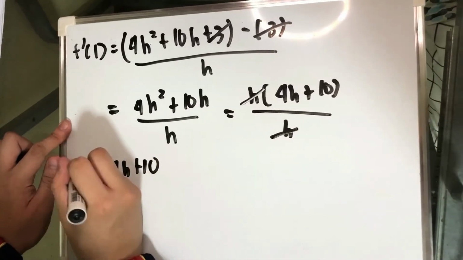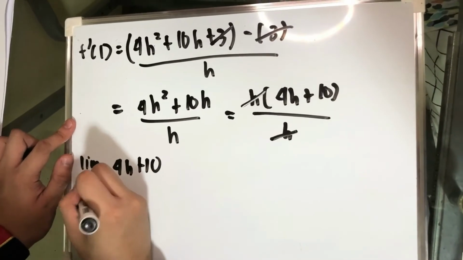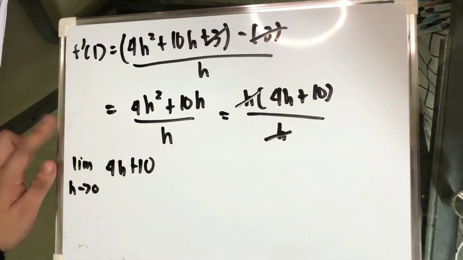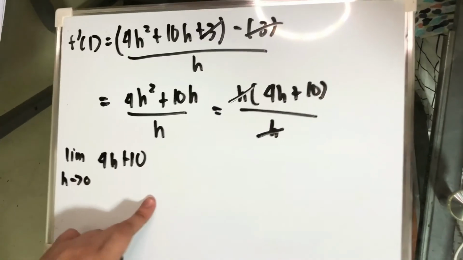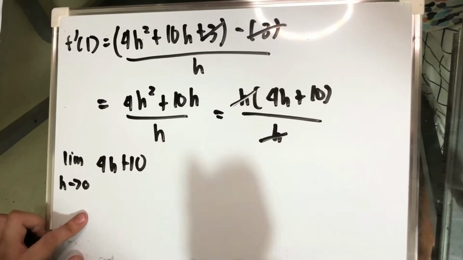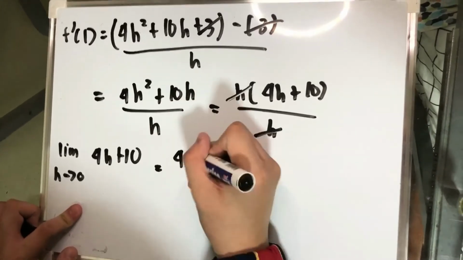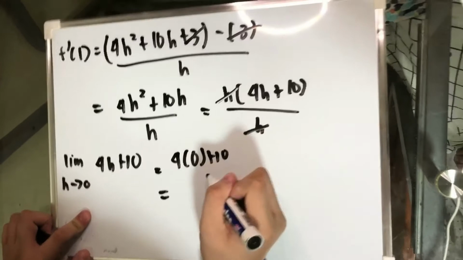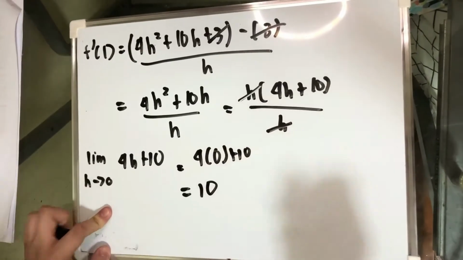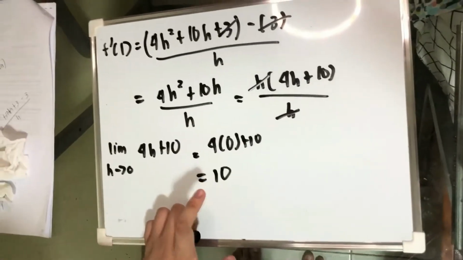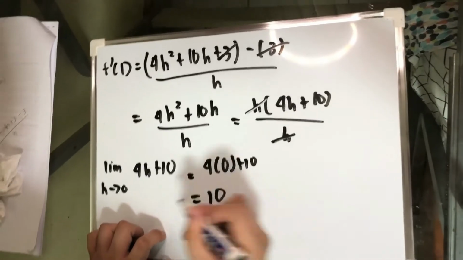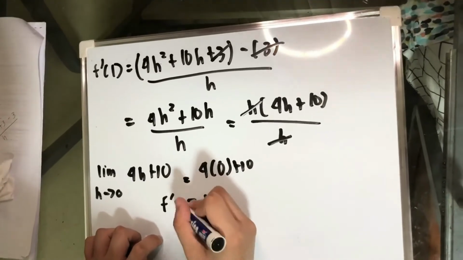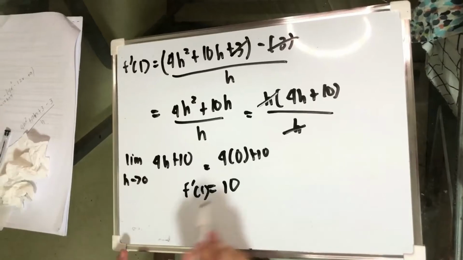Now let us get the limit of this equation. The limit of 4h plus 10 where h approaches 0. So 4 times 0 plus 10 is 10. So this 10 is the answer for f prime of 1. This is the answer.